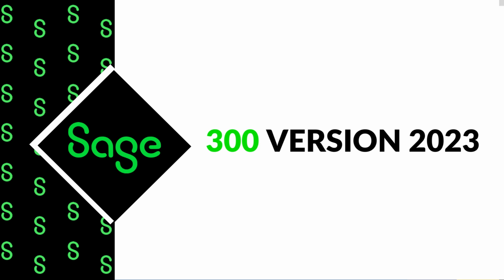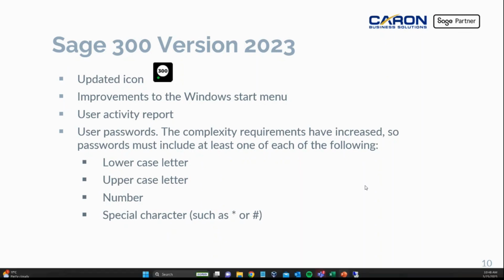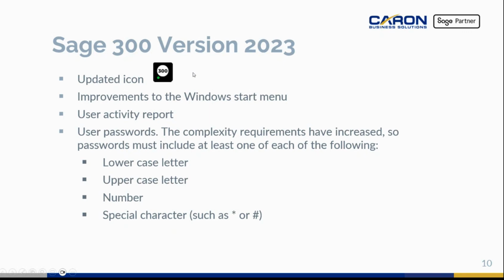On to version 2023. So now we have a little bit of a change in terms of what the product looks like. We now have an updated icon. It's black. So Sage went through a little bit of a rebranding as well at this stage. So the Sage logo is a little different, as you can see in the top corner of the screen. And we now have a new icon for Sage 300. So it's still green, a little bit of green, but it's got black as well.